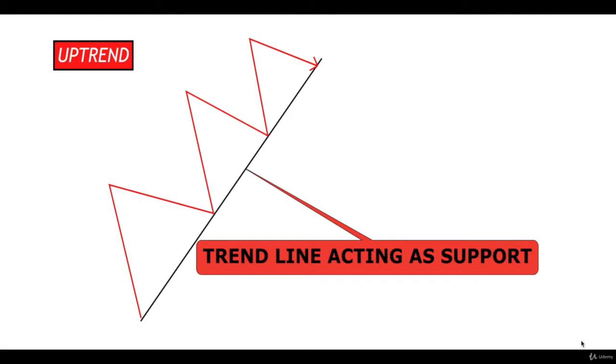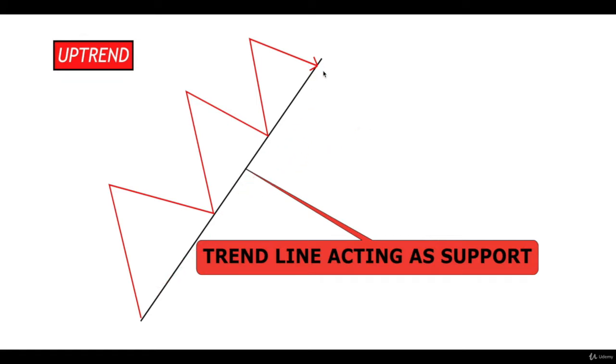See, the price is in an uptrend as I've mentioned here. This is the price level and this black line is a trend line. The trend line is holding the price from further dropping. Each time it gets tapped, it pumps. So basically it is acting as a support. This straight line is called a trend line.